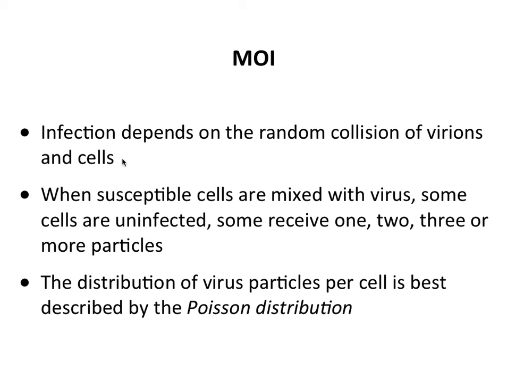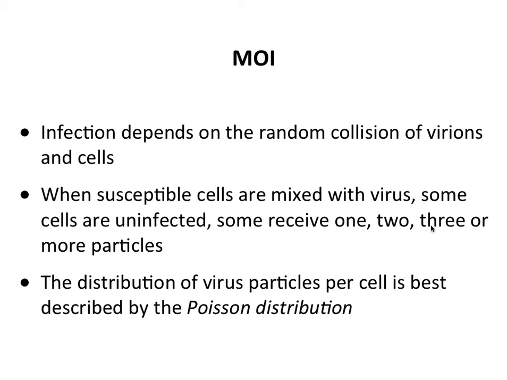So when you mix cells with virus, and here the word susceptible comes up, that means they have a receptor on their surface. Some cells will not be infected, some will get 1 particle, some will get 2, some will get 3 or more. Think of it this way. We have 100 buckets in a room, and you have 100 tennis balls in your hand. If you could throw them all at once, every bucket would not receive 1 tennis ball because where they're going is a random event. Some buckets would get no balls, some would get 1, 2, or 3.